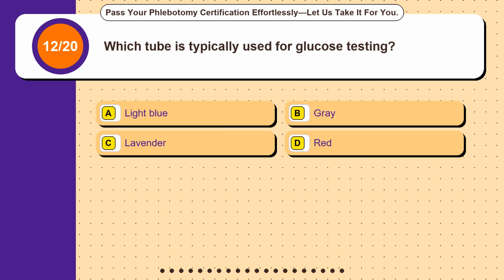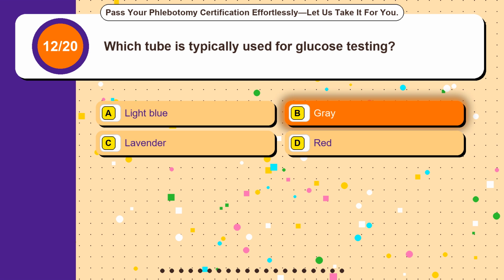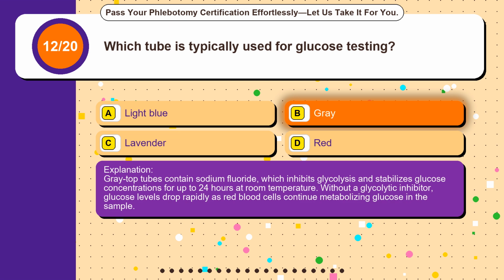Question 12. Which tube is typically used for glucose testing? Option A, light blue. Option B, gray. Option C, lavender. Option D, red. The correct answer is option B, gray. Gray top tubes contain sodium fluoride, which inhibits glycolysis and stabilizes glucose concentrations for up to 24 hours at room temperature. Without a glycolytic inhibitor, glucose levels drop rapidly as red blood cells continue metabolizing glucose in the sample.